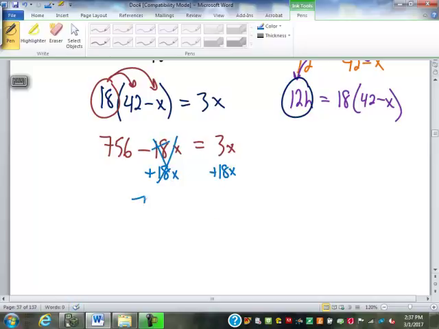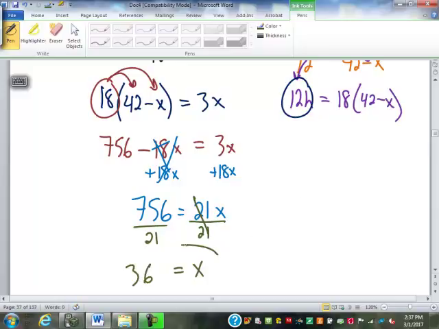So that's gone. We got 756 here. 3X plus 18X is 21X. And now we solve this by dividing by 21. Good. So that 21 is gone. We've got X here. 756 divided by 21 is 36. Good. So X is 36.